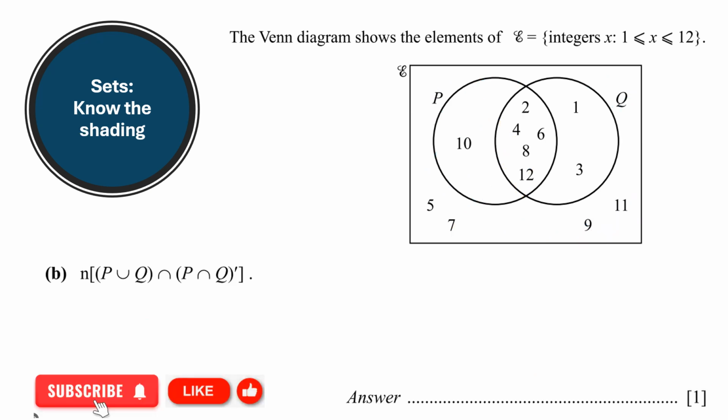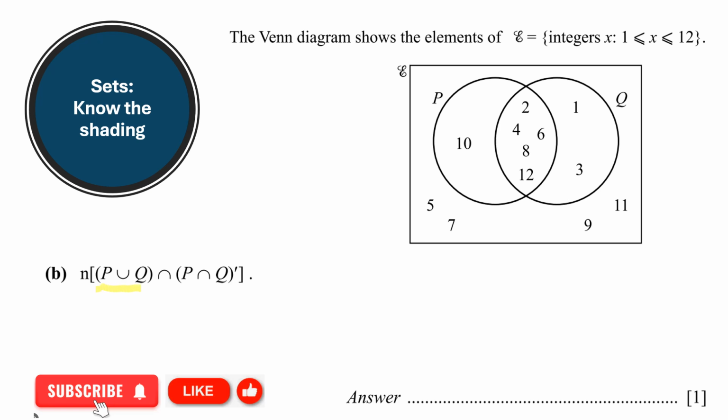It is a similar approach. So again, we are expected to write down the number of elements in this set. So let's do some shading first. All right, so we want to find out where the region is. To do the shading, I want to shade the region from left to the right.